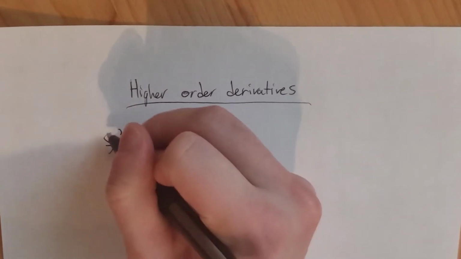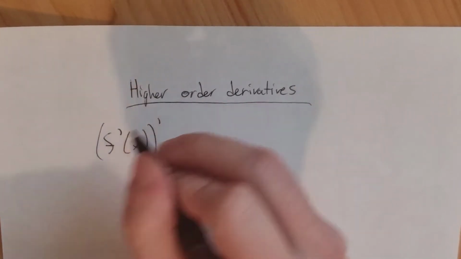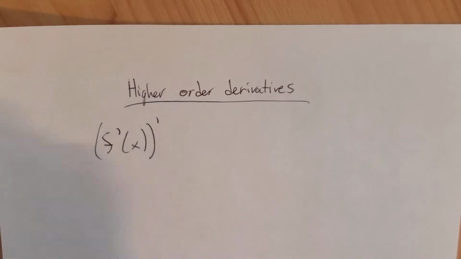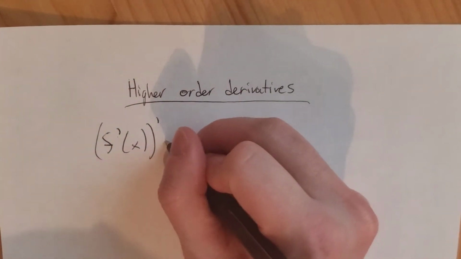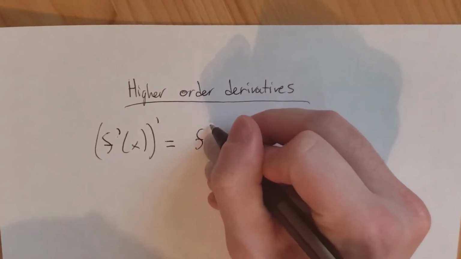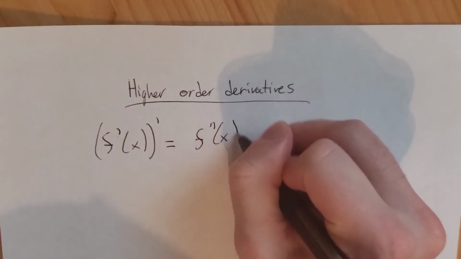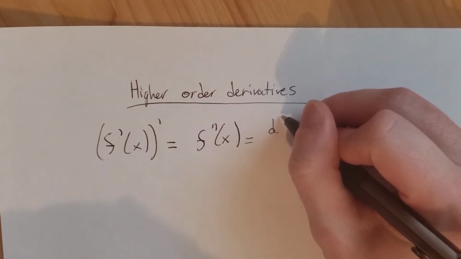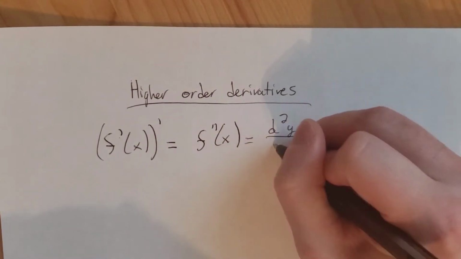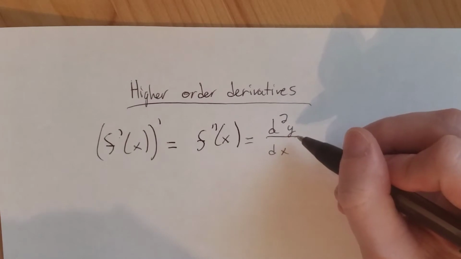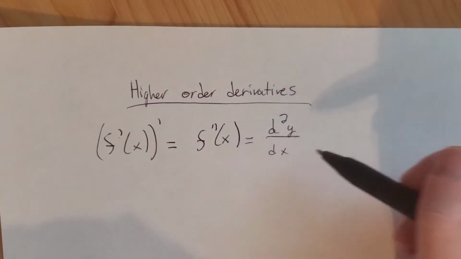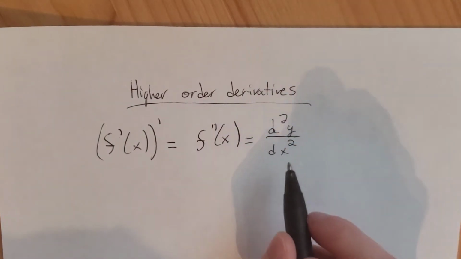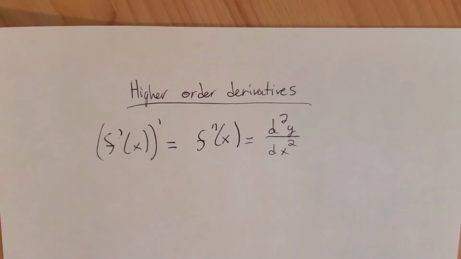What if we take the derivative of the first derivative, right? So we have some function f of x here, and we took the first derivative of that, and we want to take the derivative of that. Well, generally our notation is going to be f double prime of x, or you may see this notation where y is the function f of x, and we are taking the derivative with respect to x.